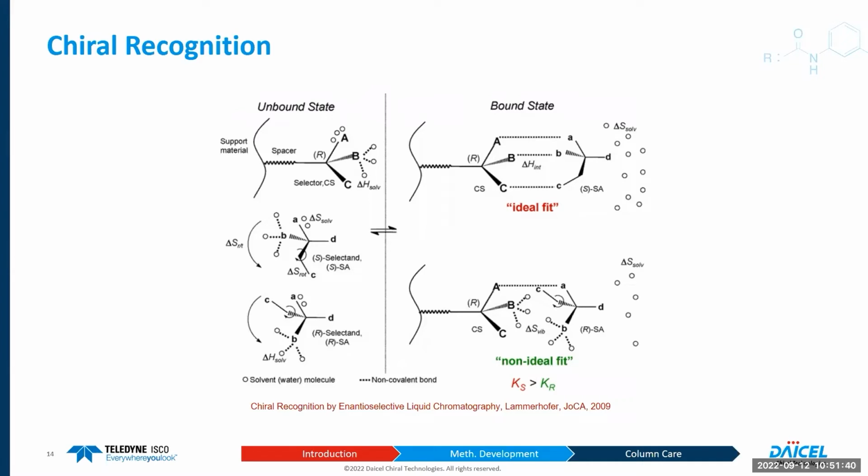This is in part why, if you've ever done normal phase or even SFC and you've changed modifiers, or gone from hexane IPA to hexane ethanol, you might end up losing a separation. And it's likely because there are some functional groups that are either protected or solvated by the mobile phase differently than in the case where you saw separation.